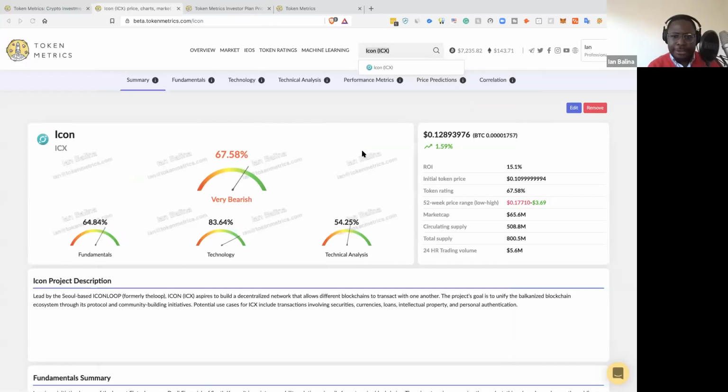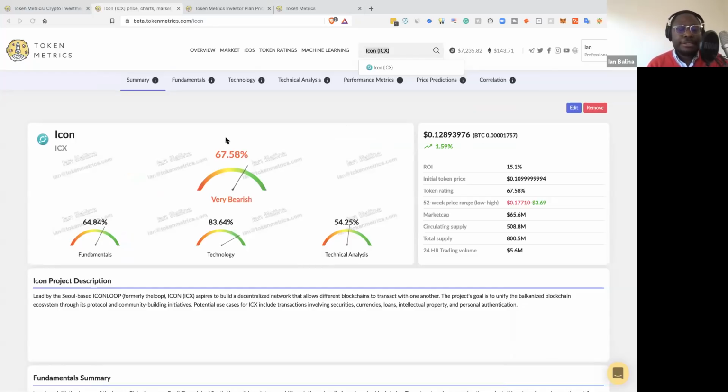Yeah. And one thing I'll add. We also have different thresholds for each grade. So for example, when it comes to technical analysis, let me pull up ICON. Let me go back to sharing my screen. So looking here at ICON.